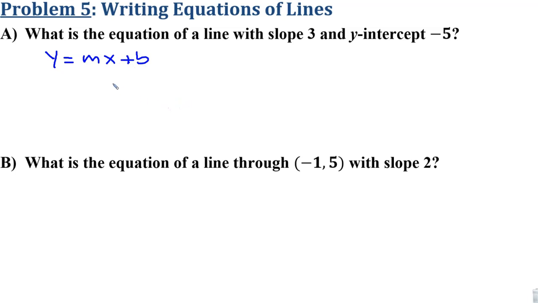And for this one, all I need to do is fill in the m and the b. Okay, we have a slope of 3, so we can just say y equals 3x. And with a y-intercept of -5, so for the plus b, we'll just say -5.